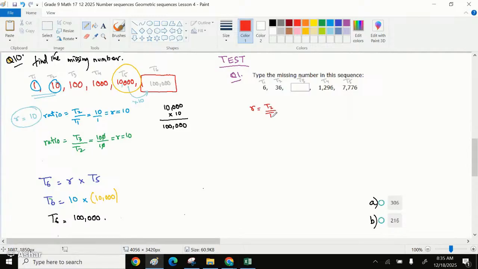Term 2 divided by term 1, that is 36 divided by 6. The ratio is 6. And once we know this is 6, that means this should be times 6. That means term number 3 is ratio multiplied by the previous term, that was term number 2. Term 3 means 6 is multiplied by term number 2, and the term number 2 was 36.